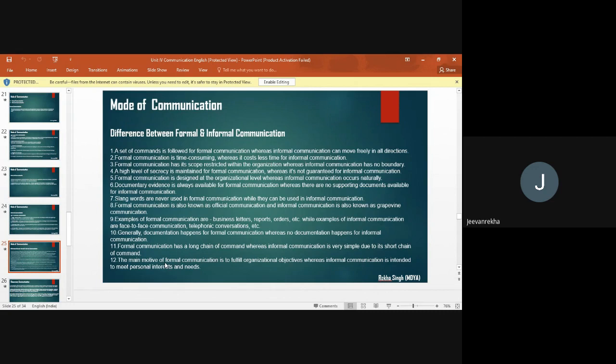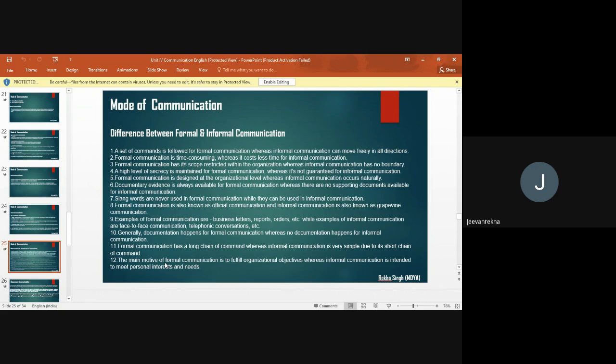11. Formal communication has a long chain of command, whereas informal communication is very simple. In formal, disciplined communication, there is a chain of command, meaning the boss is operating you, you are operating your employee, they are operating their employee, top to bottom, and discipline will be there to maintain. But informal communication is very simple, due to its short chain of command, it's not required.